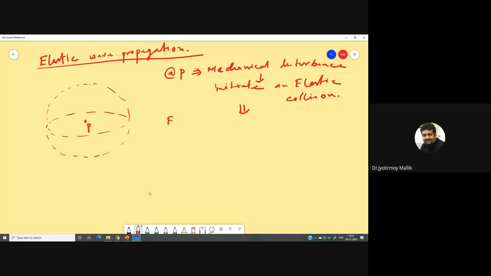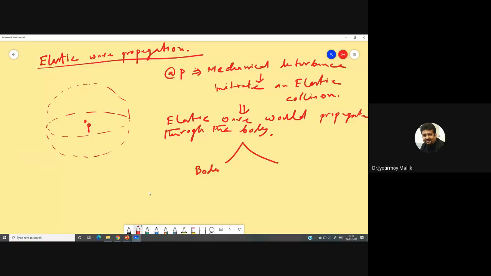So as a result, what would happen? The elastic wave would propagate through the body. Now, this elastic wave can be broadly subdivided into two groups. One we call the body wave, and the other one we call the surface wave.